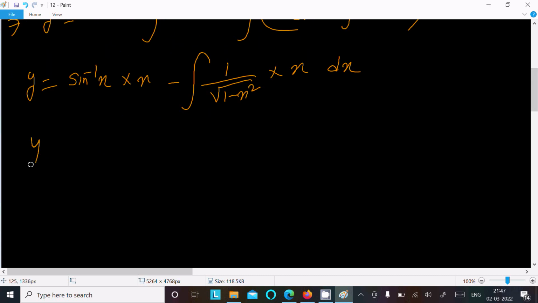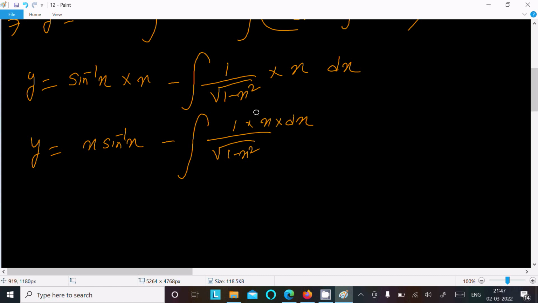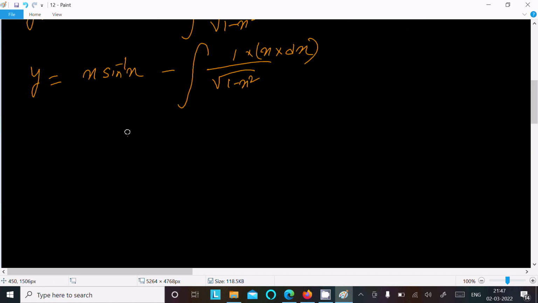Now the next step: we can write y equal to x sine inverse x, then minus the integral of 1 divided by root 1 minus x square, and here x into dx. Now after that, I'm going to assume this is I1. And now I1 we can write as the integral of x dx divided by root 1 minus x square.